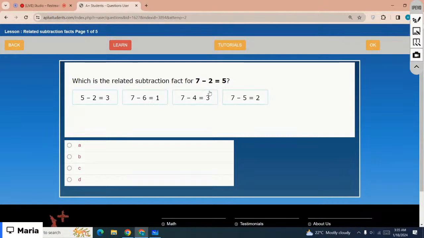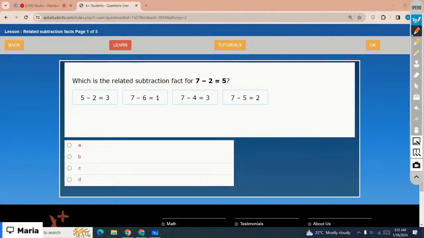Same digits. Like here you have 7 take away 2 equals 5. So you need to find the related fact, right? The related fact is the one that has exactly the same digits, 7, 2, and 5. You have only one option that has the same digits, that is 7 minus 5 equals 2. You just have to swap the position of these two numbers, right? 5 is here now and 2 is here. So that is 7 minus 5 equals 2. Got it? The correct option is B.